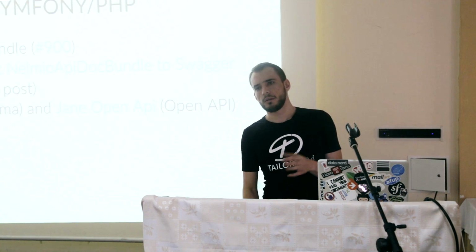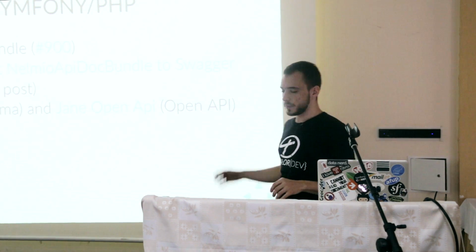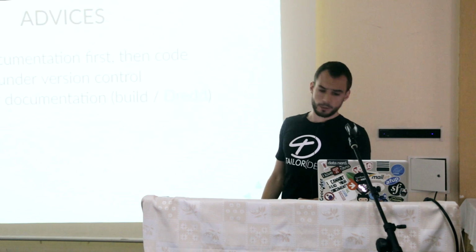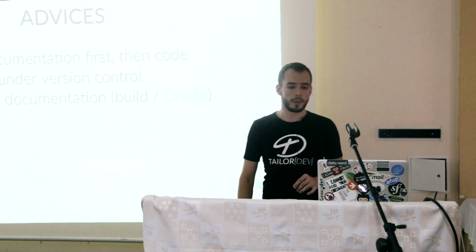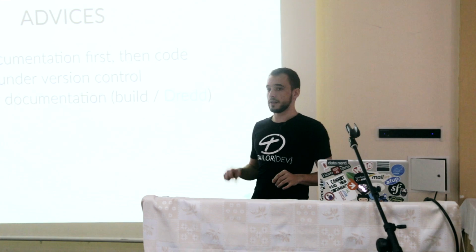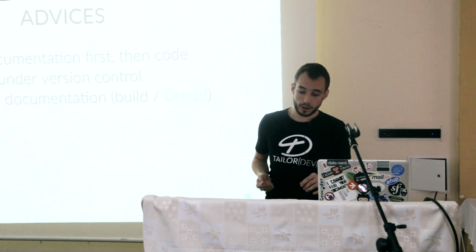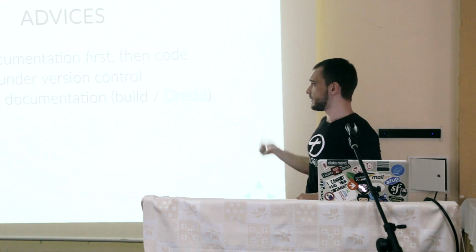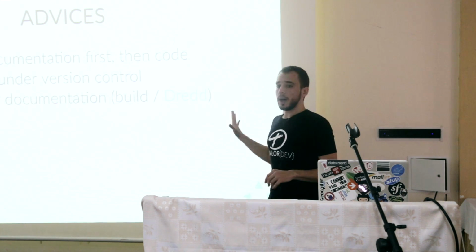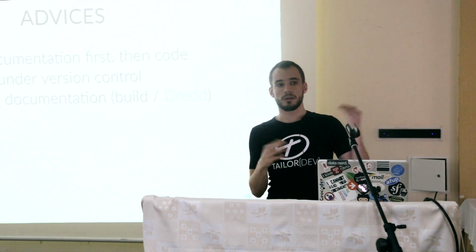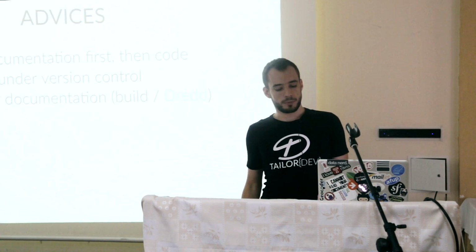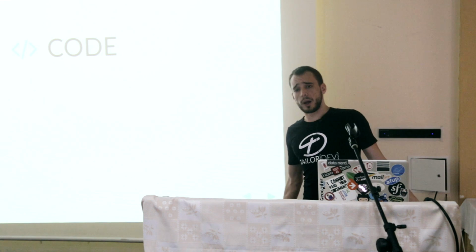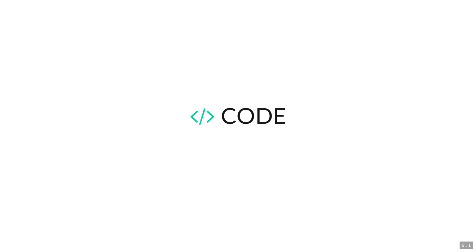The tooling is generic, and you don't need specific tools in PHP. So my advice in this part is to write the documentation first, right? And once you get the doc right, then you can code. The doc should live in the same repository as your code and your API, and you should test your documentation. At least build the documentation so that you don't have syntax errors, and maybe use Dredd, but I'll get back to that point later. So once you get the API doc right, you can code.